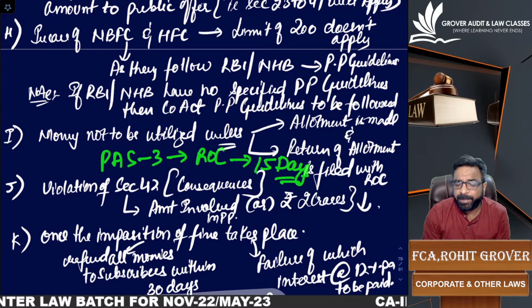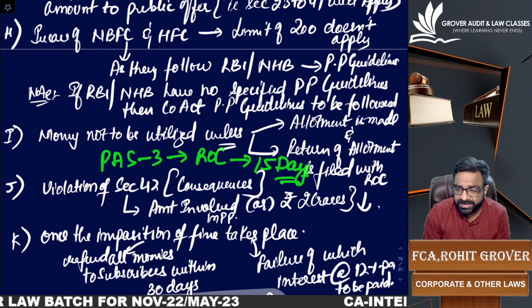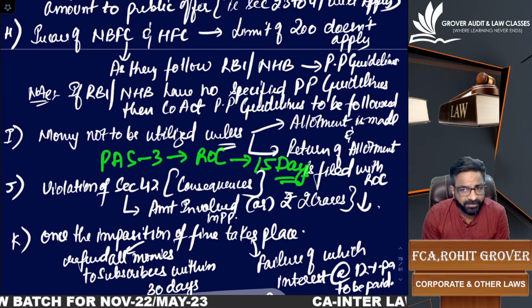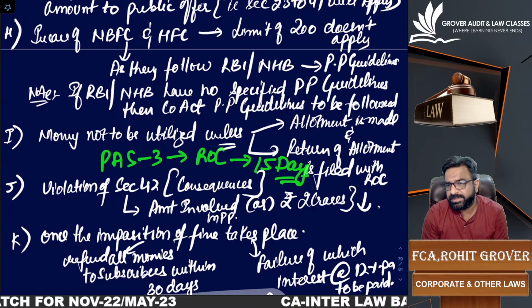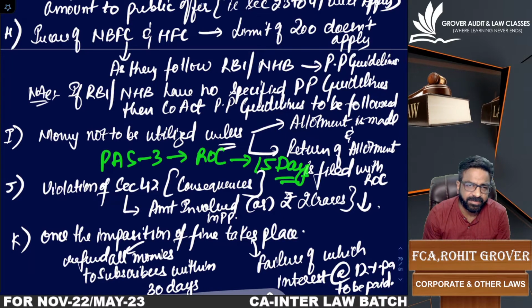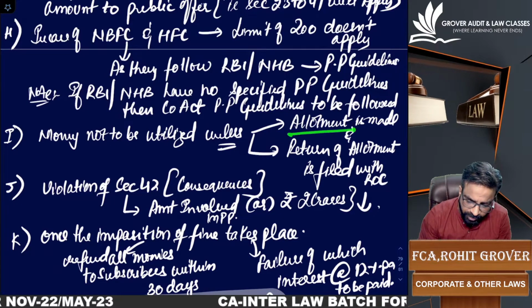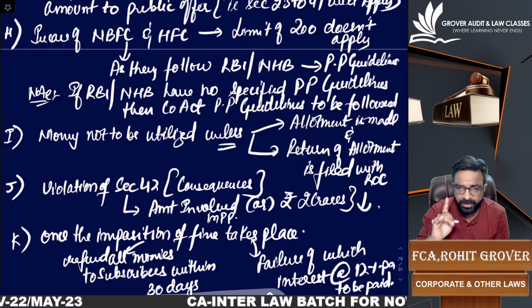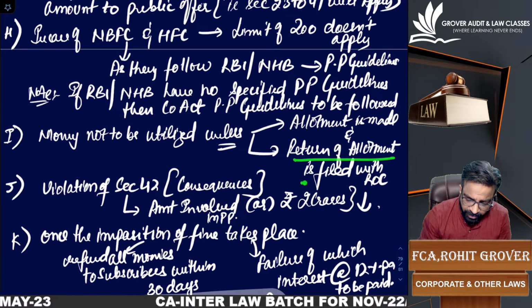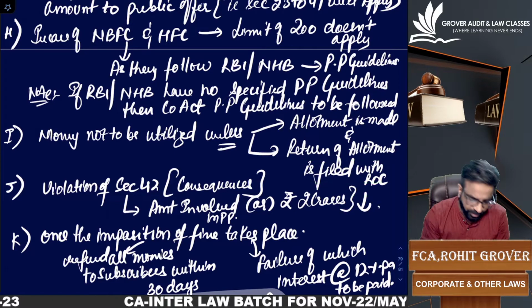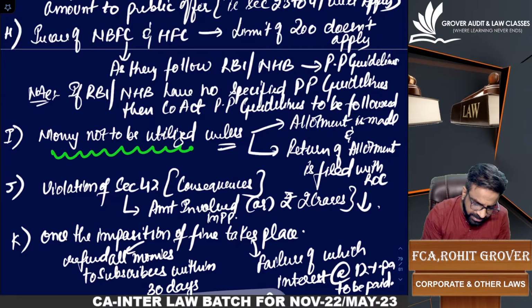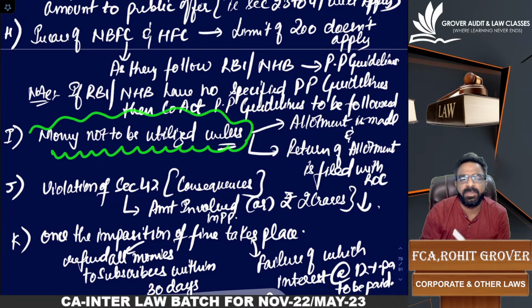So if you are making a public offer, it is how many days? 30 days. And if it is a private placement offer, now it is how many days? 15 days. Is it clear, everyone? So first of all, you have to make the allotment. Point number one. Second thing, return of allotment should be filed with ROC. Point number two. Then only the money which you have raised from private placement can be utilized.